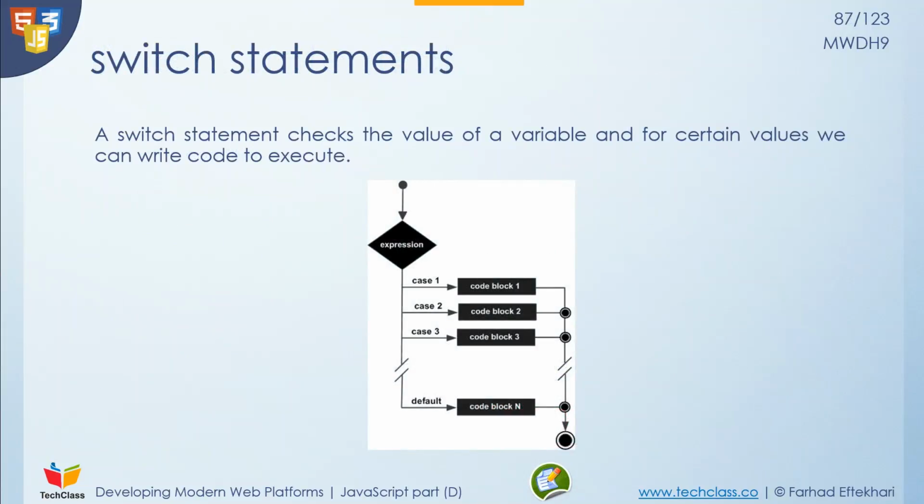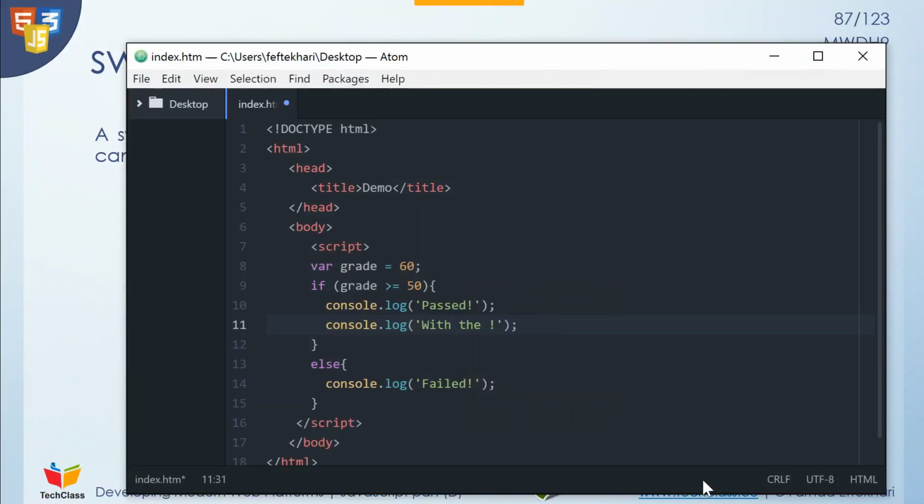Then we have the switch statement. The switch statement checks the value of a variable, and for certain values, we can write code to execute. So it comes here and checks if the value is like this one, this part of the code is executed, and then so on until the end. And if none of them were true, we can have a default defined here, and then this part of the code is executed. Let's see if we can write this code as well.